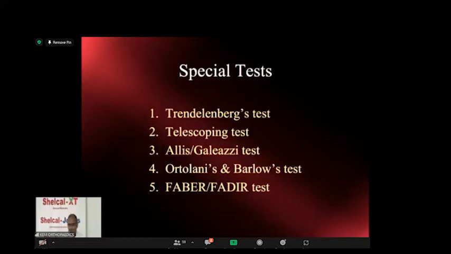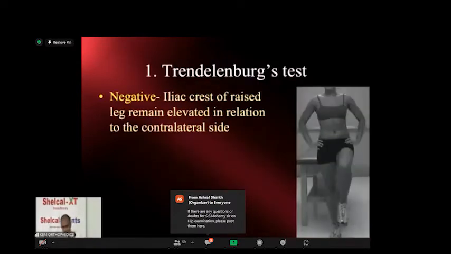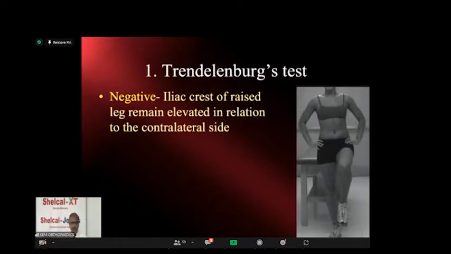Next we come to the special tests. So special tests are Trendelenburg, telescoping, Galeazzi, Ortolani-Barlow's, and FABER and FADIR tests. Remember, the Trendelenburg test is done to know about the intactness of the abductor mechanism. What is the Trendelenburg test? It is a clinical test done to know about intactness of the abductor mechanism. What is the abductor mechanism? The force is the abductor muscle, the lever arm is the trochanter and the neck of the femur, and the fulcrum is the hip joint.